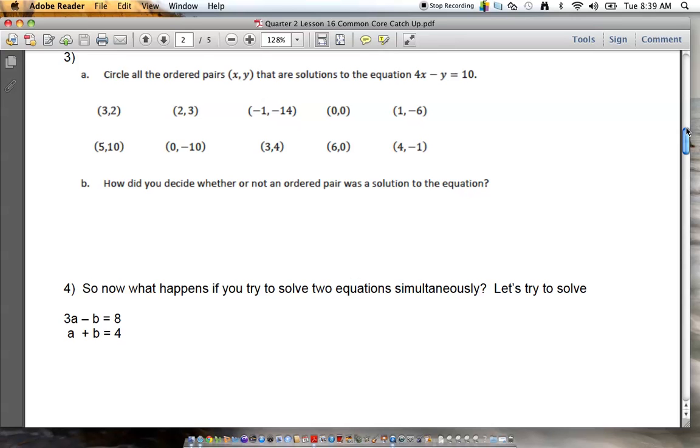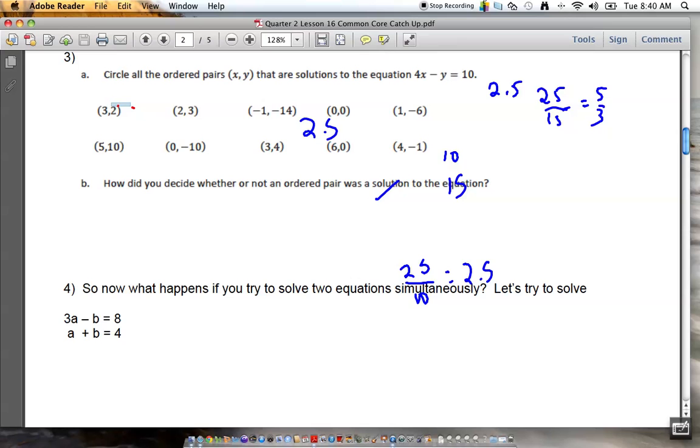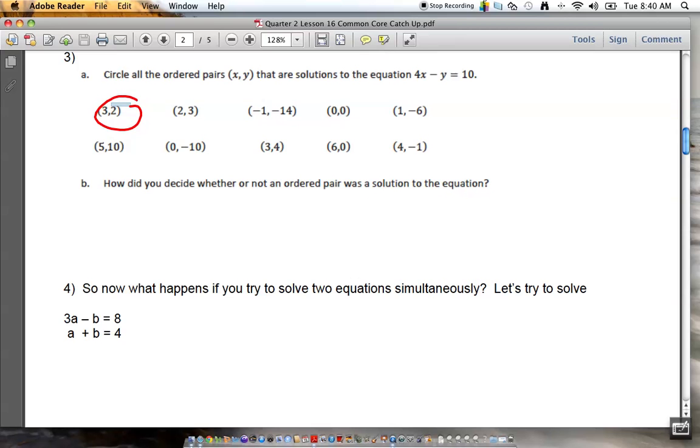All right, so I'm just gonna plug the points in and see if they work. If I plug in a 3 for x and a 2 for y, this one works. Yes, it does. Okay? So it says circle, so I will. This works. 2, 3, nah. -1, -14. That'd be -4 minus a -14. That works. 0, 0. I don't think so. 1, -6 would be 4 minus a -6. This works also. So the odd ones, the first, the middle, and the last, all work.